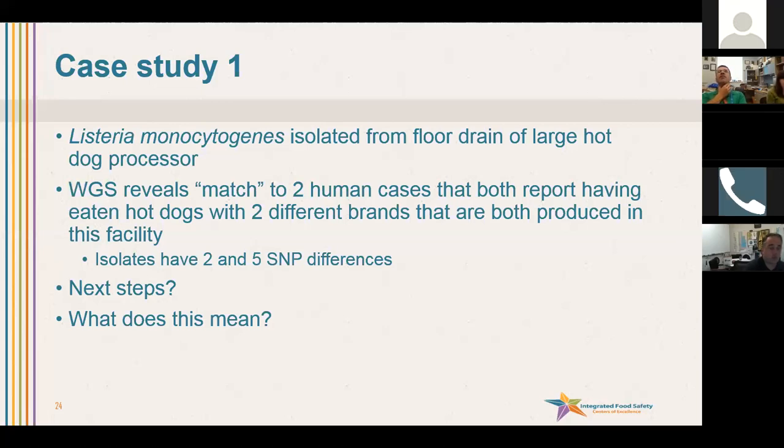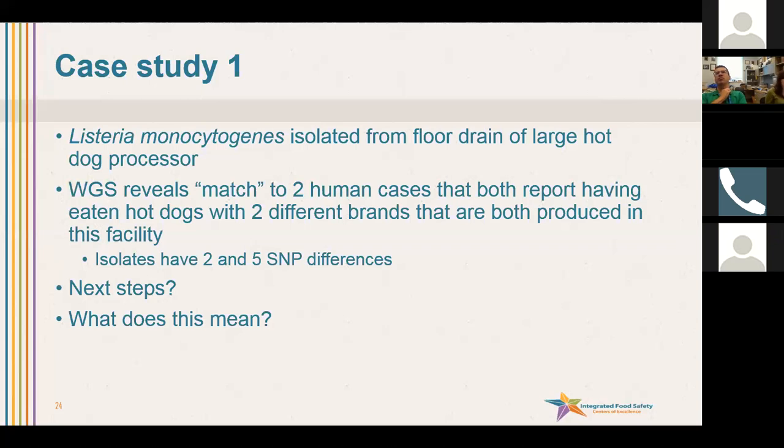Let's say we find it again in a floor drain, in the same proximity, but that floor drain is 50 yards away from any exposed hot dogs, but clearly that subtype is there. Now that we find it, it's got a few more SNP differences, but it's basically the same. So what will we do next?